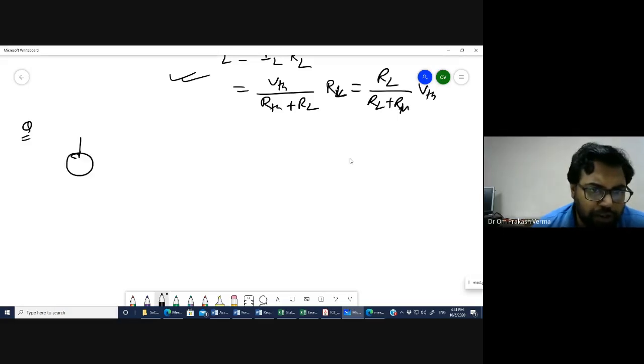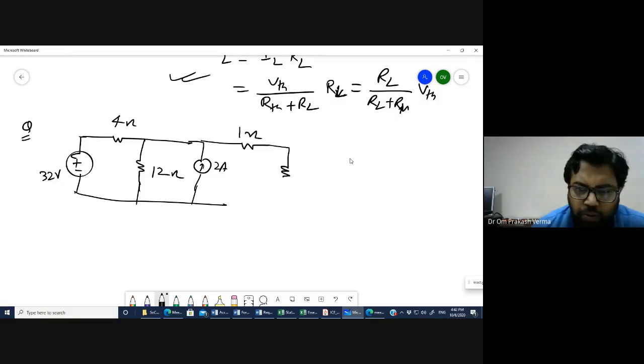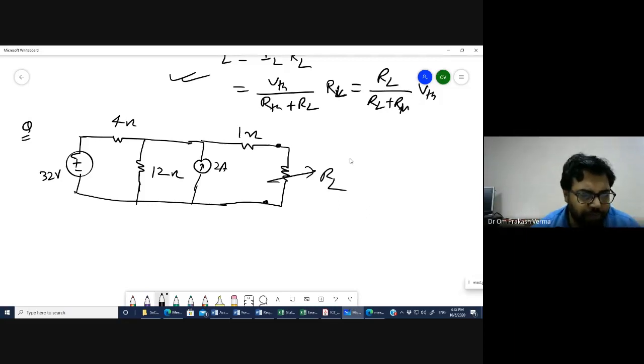So I have taken one 32 volt voltage source connected with the 4 ohm resistor. Then I have taken a 12 ohm resistor like that. And one 2 ampere current source is connected like this, and the 1 ohm resistor is there, and then you have to calculate the RL. This is the circuit or network.